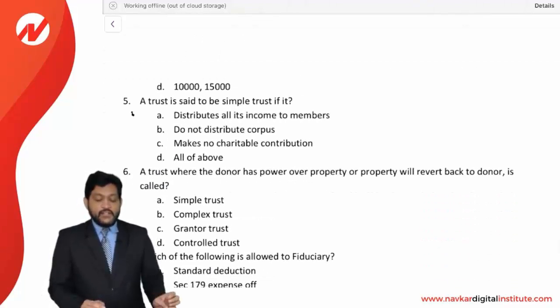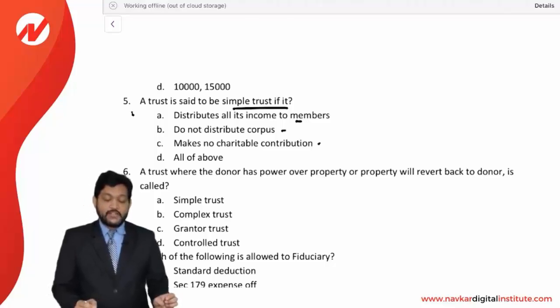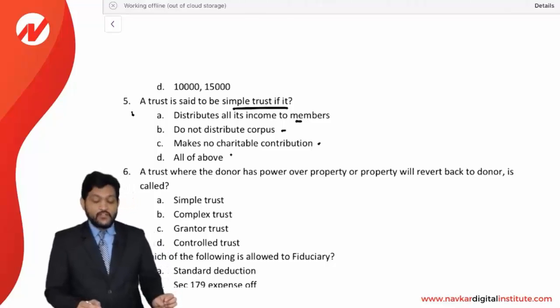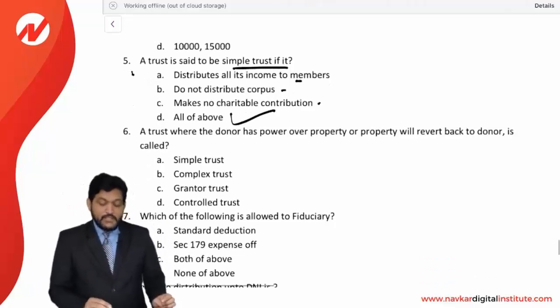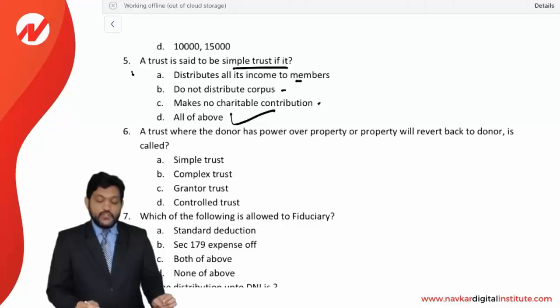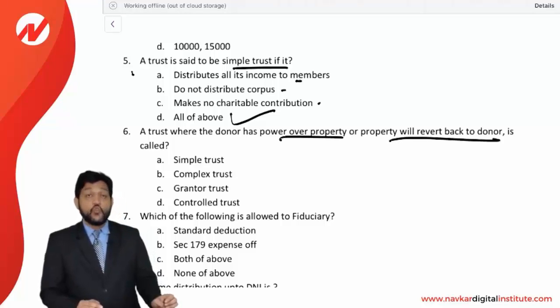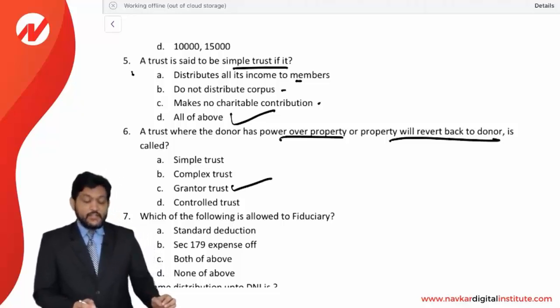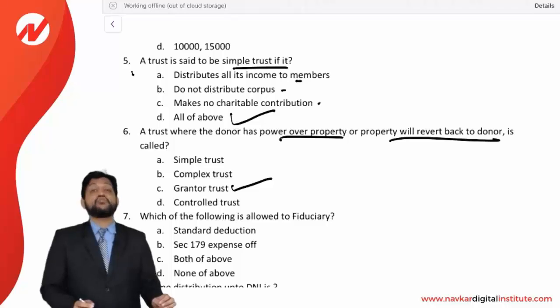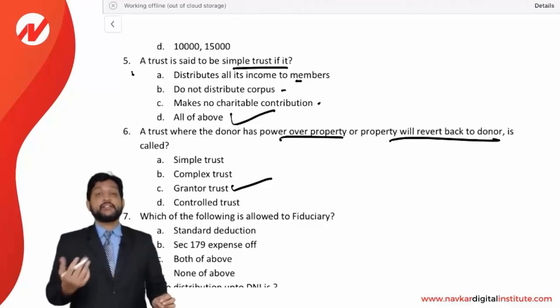Next, a trust is said to be a simple trust if it distributes all of its income to a member. Yes. Does not distribute the corpus. That's also true. Makes no charitable contribution. That's also true. Answer is all of the above. D is the correct option. Next, a trust where the donor has a power over the property or the property will revert back to the donor is called which type of trust? It is called a grantor trust, where the grantor has control over the property and he will decide where the property will go back.